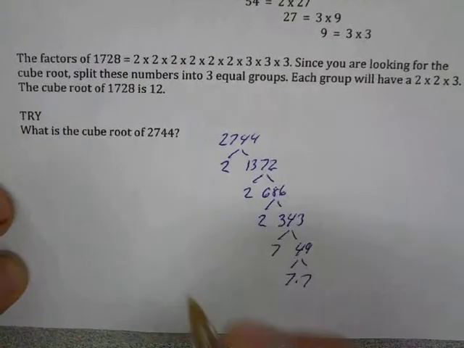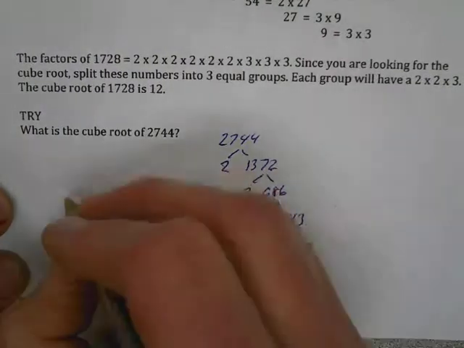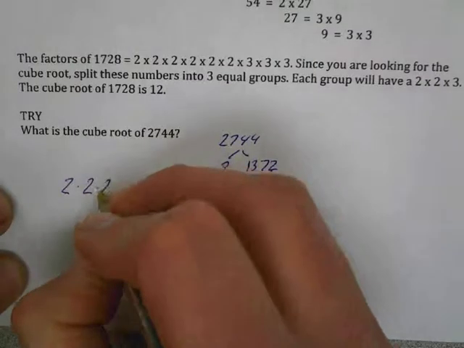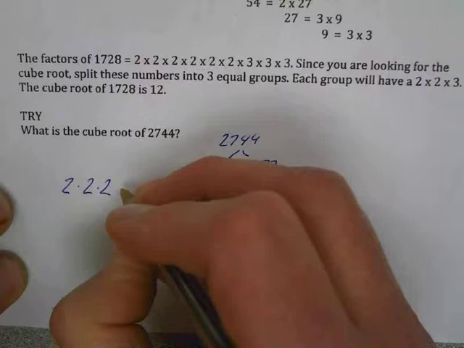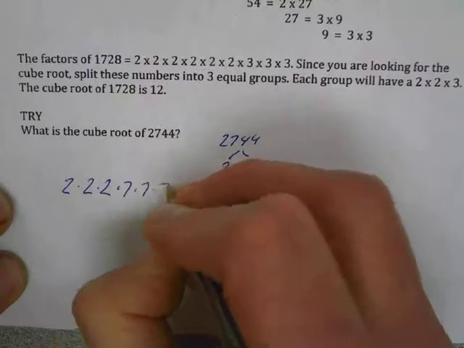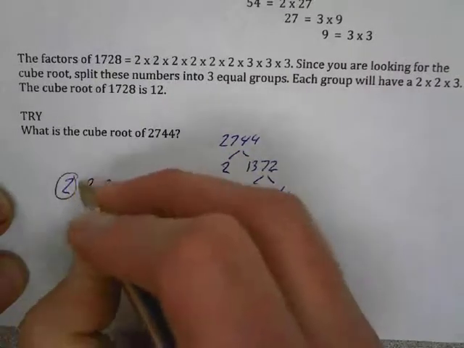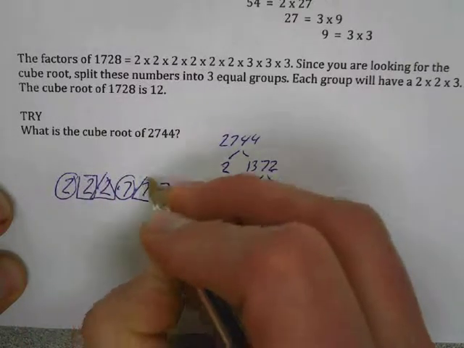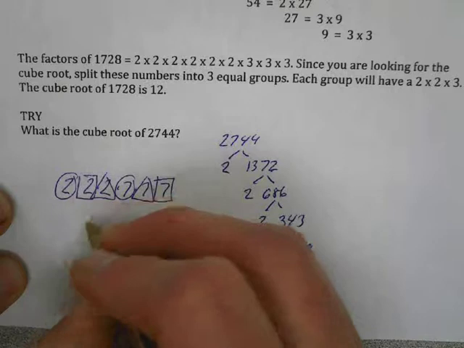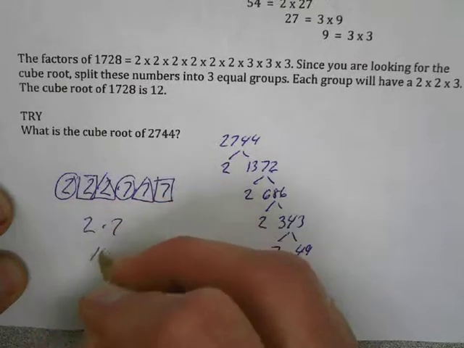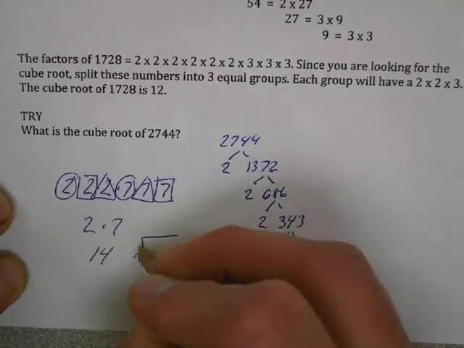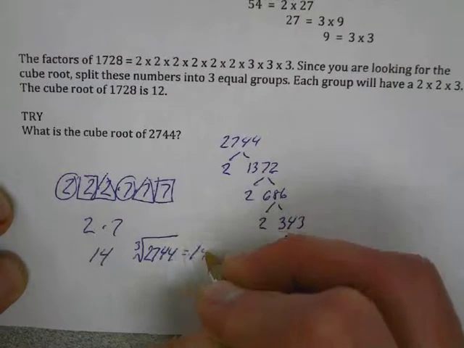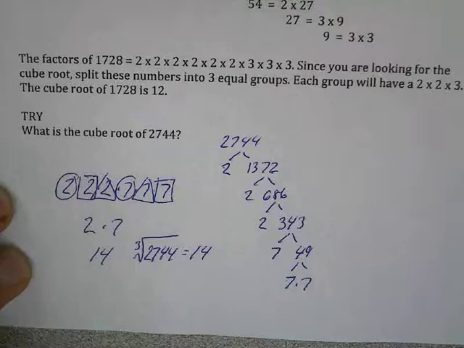So I group all my terms. I got 1, 2, 3 twos, and 1, 2, 3 sevens. I have 1, 2, a different 2, a triangle 2, and 1, 2, 1, 7, so 14. So the cube root of 2744 is equal to 14. And you can check that by referring to your calculator.